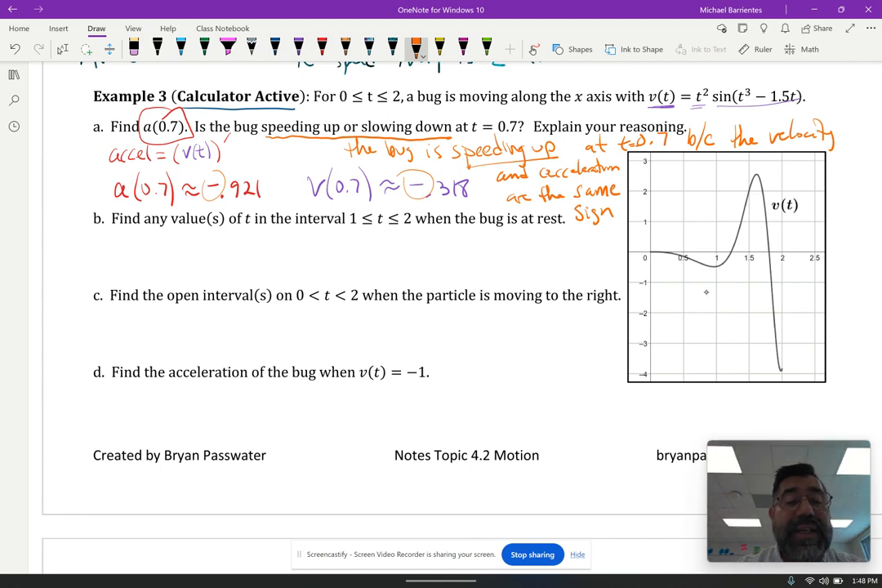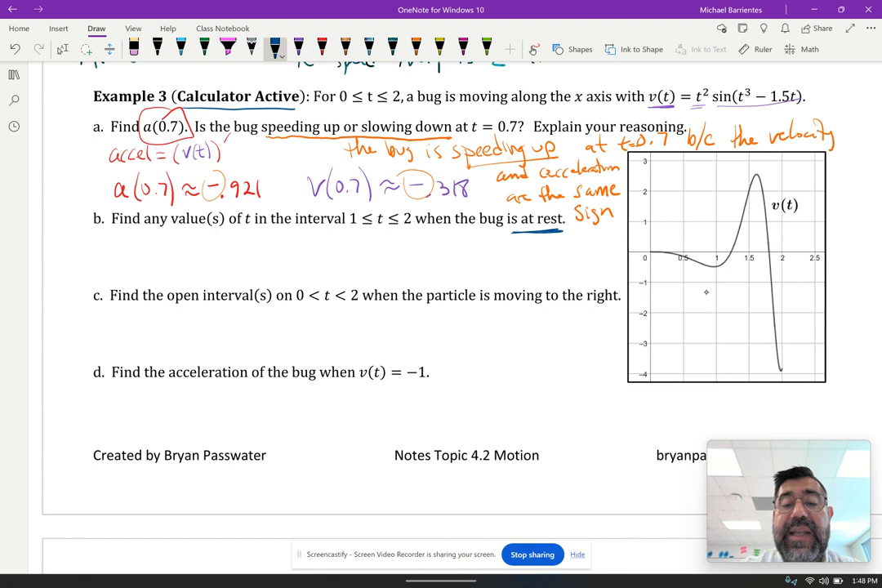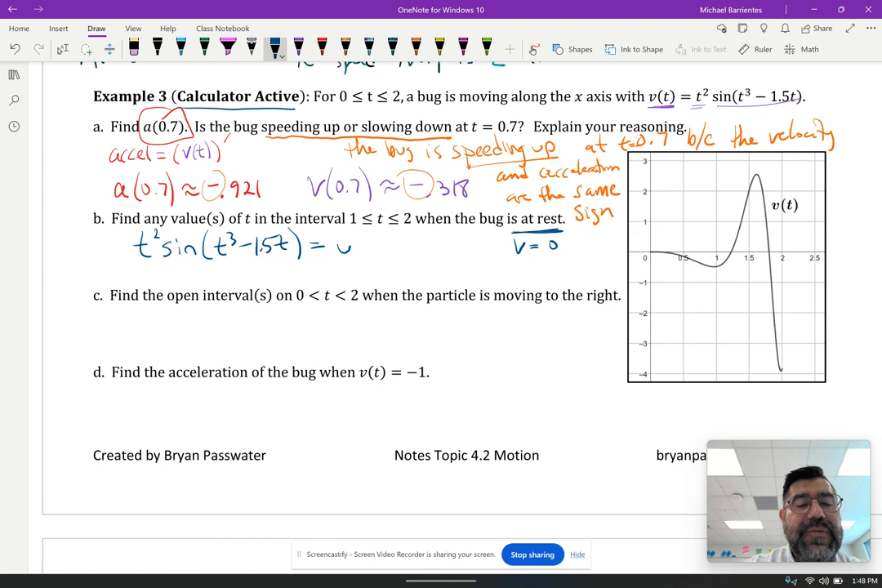Find any values of t in the interval between 1 and 2 where the bug is at rest. We had talked about what this means. At rest, that means the velocity is equal to 0. So I want to know when is this equal to 0? When is the velocity, which is that equation, equal to 0? Well, this is not a solve by hand situation. This is a look at your graph and see what's going on.